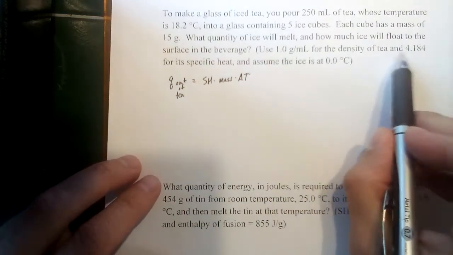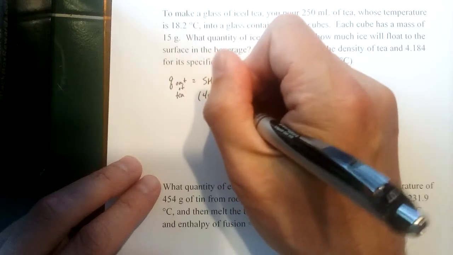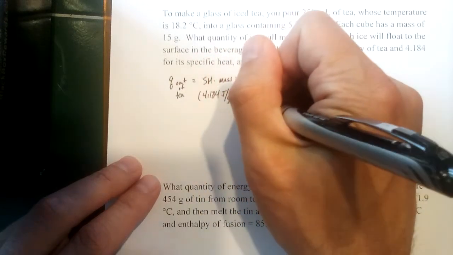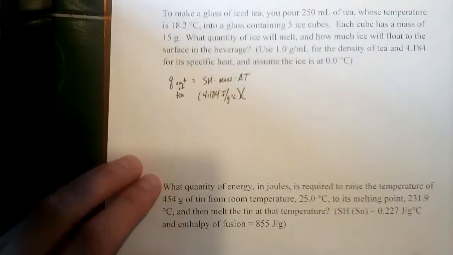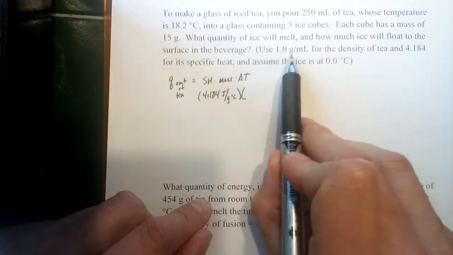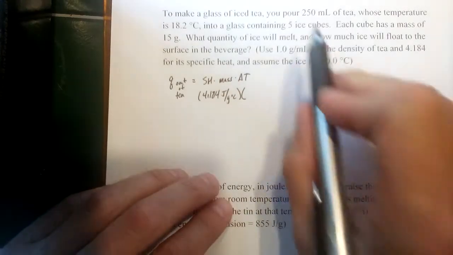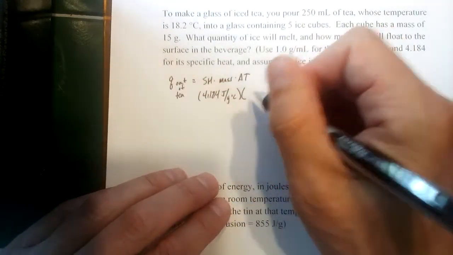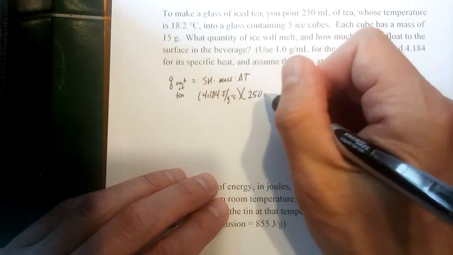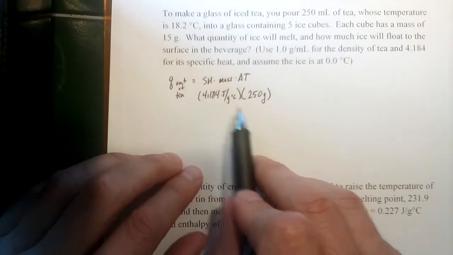We're told at the bottom to use 4.184 for the specific heat capacity of the tea, and it's almost all water. So that's reasonably good. For the mass, we have the volume. We're told to use 1 gram per milliliter as an approximation of the density of the tea. That would mean 250 milliliters would weigh 250 grams. That's 2 sig figs. We'll have to keep track of that because that's going to limit us overall in the problem.